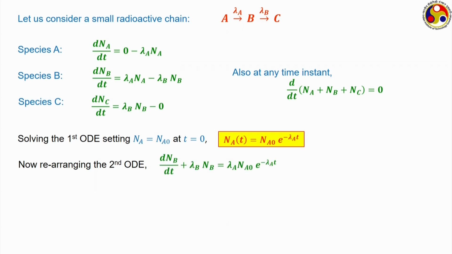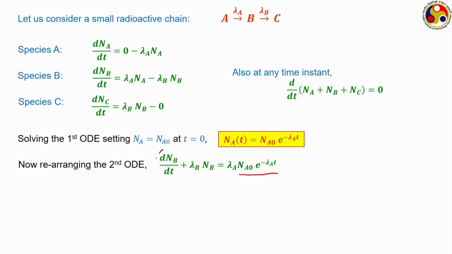And so, after rearranging the terms, we have dNb/dt plus lambda b Nb is equal to lambda a into Na, where this is the Na part which has been replaced by the form we just got in the previous line.